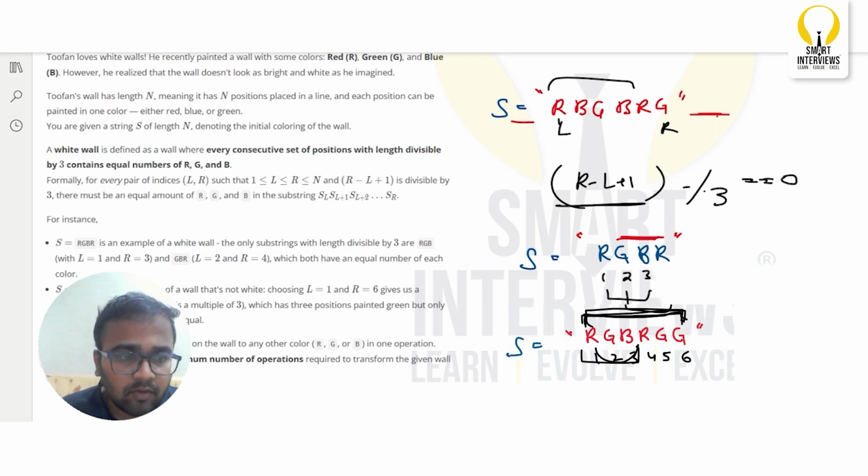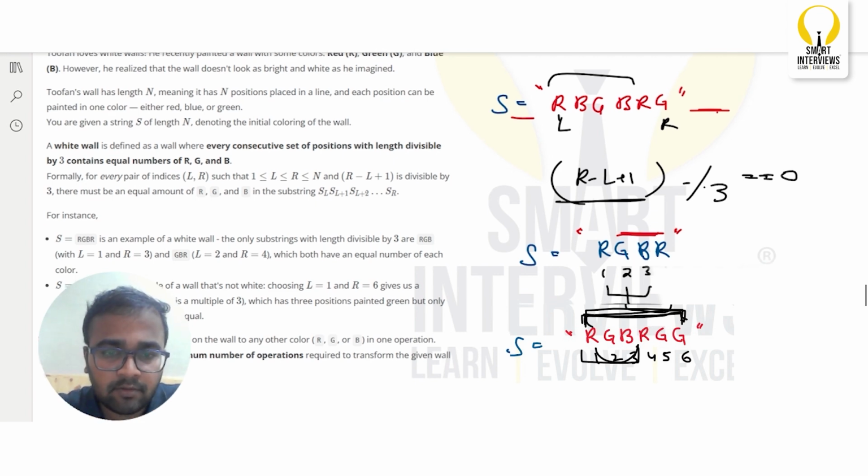That's what I meant. Tufan can repaint a single position on the wall to any other color in one operation. So he can repaint it. This is the original color, but you can repaint it to any color R, G or B in one operation. Now our task is to determine the minimum number of operations required to transform the given wall into a white wall. So this is the problem statement.